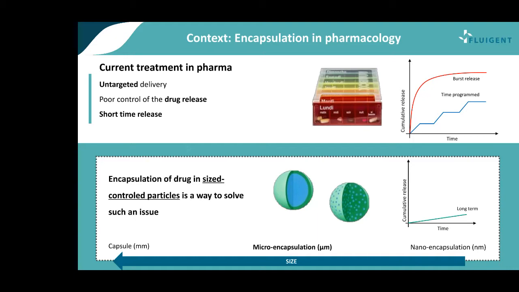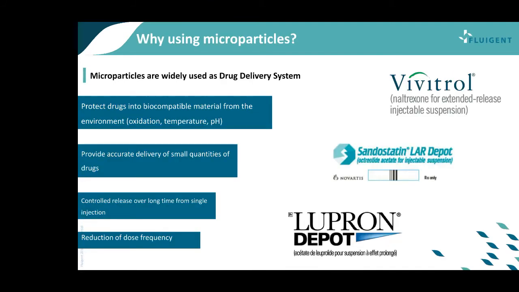So when we are talking about encapsulation, there are 3 different levels: nano encapsulation, for encapsulation into nanoparticles at nanometric scale; microencapsulation, for encapsulation into microparticles; and capsules, for encapsulation at millimetric scales. Today, I would like to focus on microencapsulation and mostly encapsulation into microparticles.